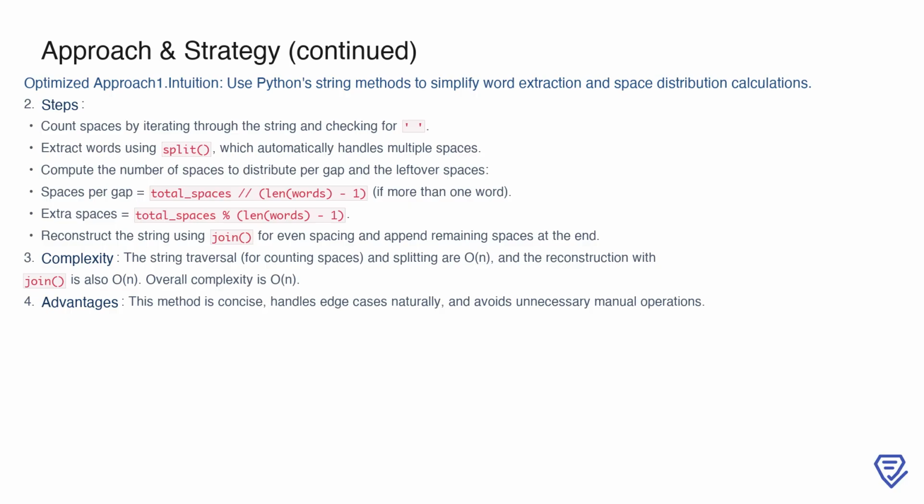Finally, we use join to efficiently insert the calculated spaces between the words and append the remaining spaces at the end. This approach maintains an O(n) complexity while being cleaner and less error-prone than brute force, as it avoids manual string manipulation and handles edge cases naturally.